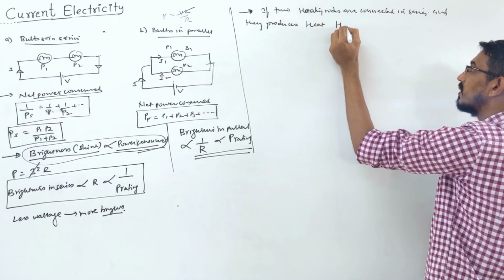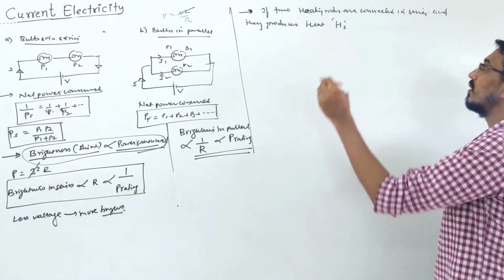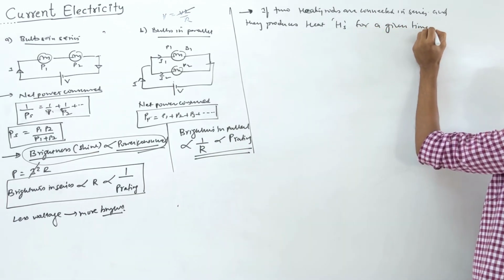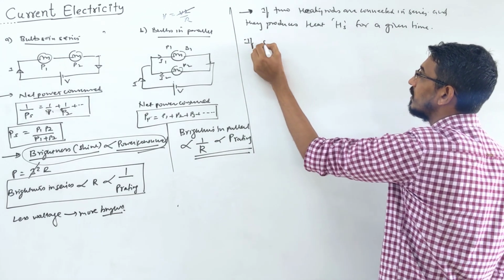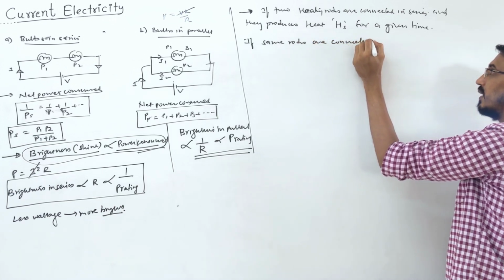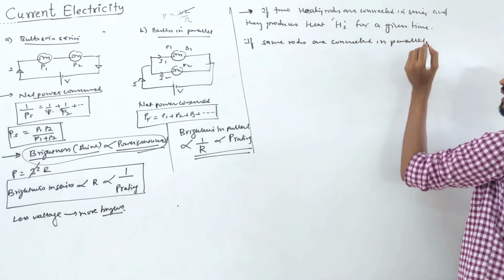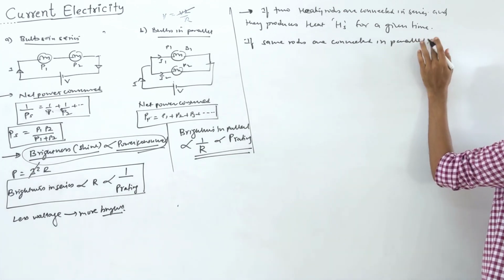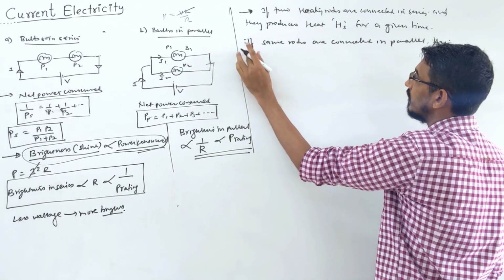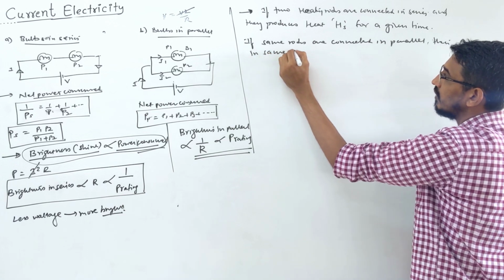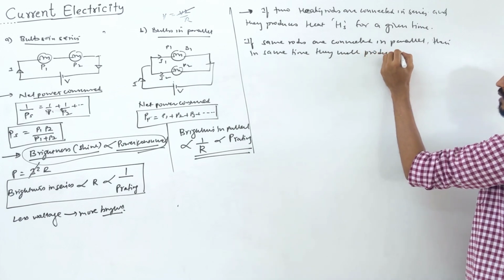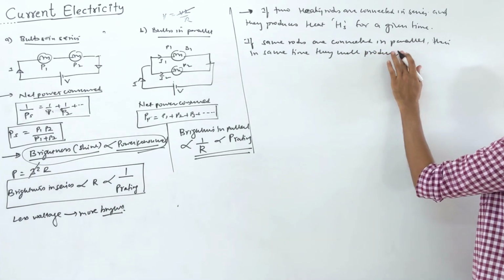Heat in series, let's call it HS, for a given time. If the same rods are connected in parallel, then what will happen for the same given time? In the same time, they will produce, how much will they produce?